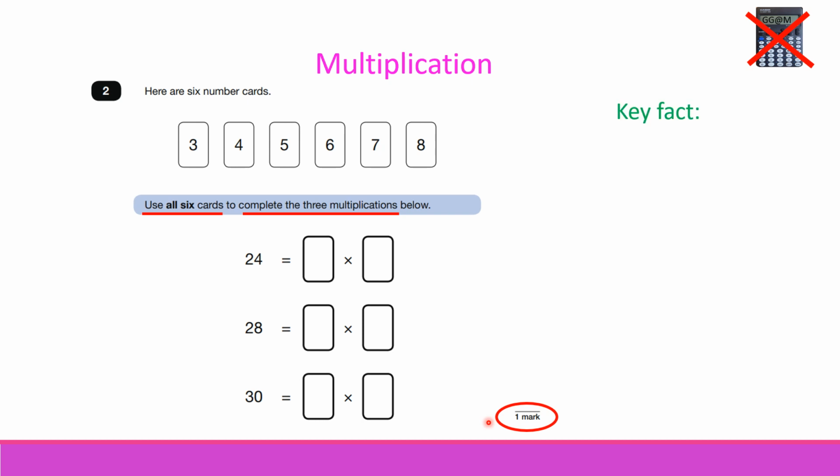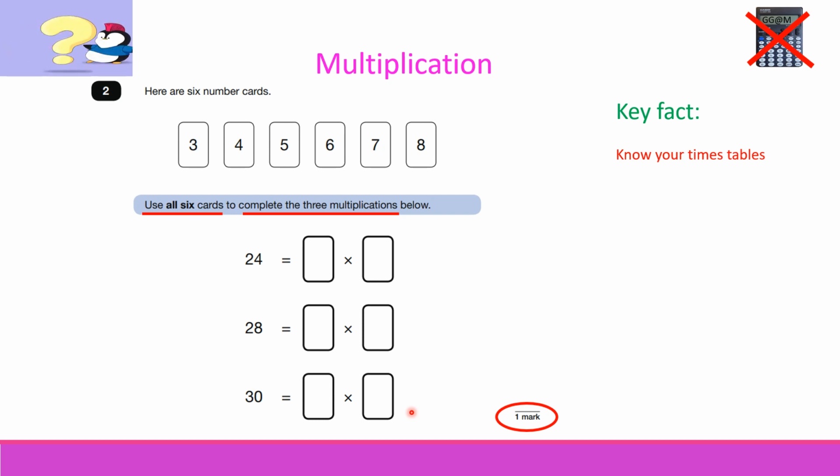So your key facts are that you need to make sure you know your times tables, and you should know your times tables by now. You should be fluent and confident in those. And if it helps you, write any of them out before you start, then get them written down if you need to. Press pause, have a go, see if you can work out what the missing gaps are in here. Press play when you're ready to hear the answer.